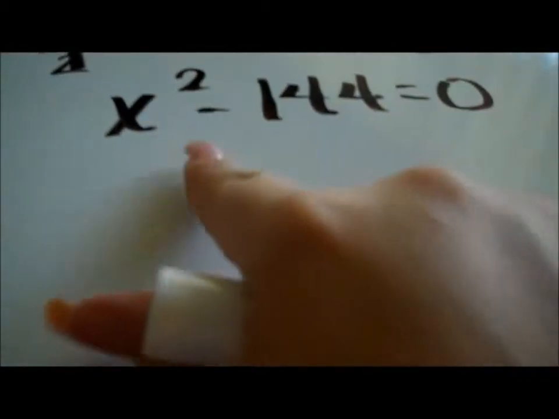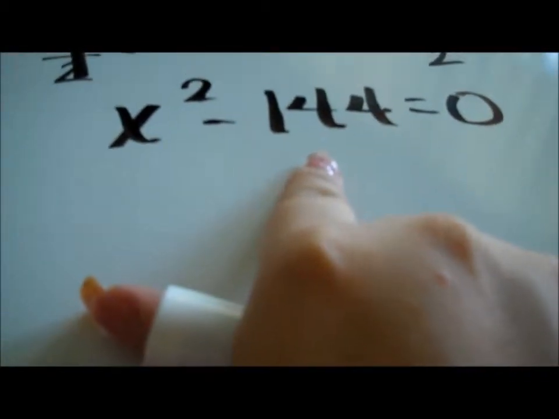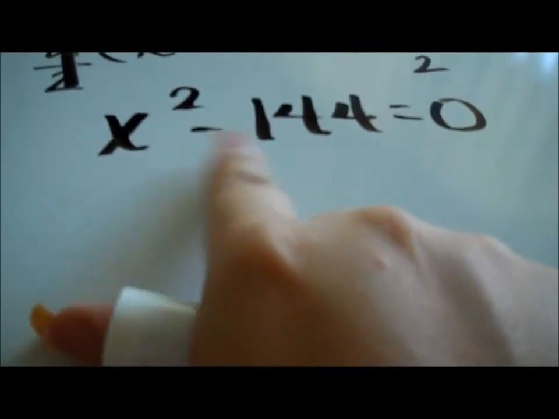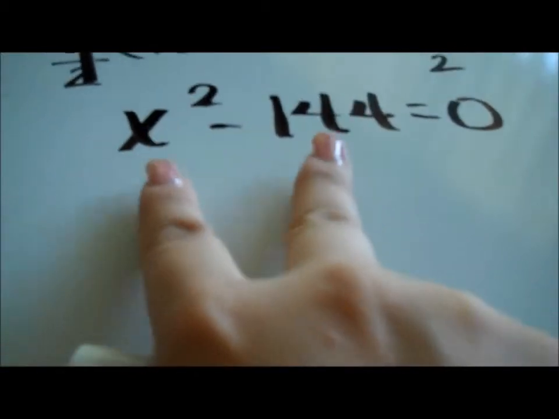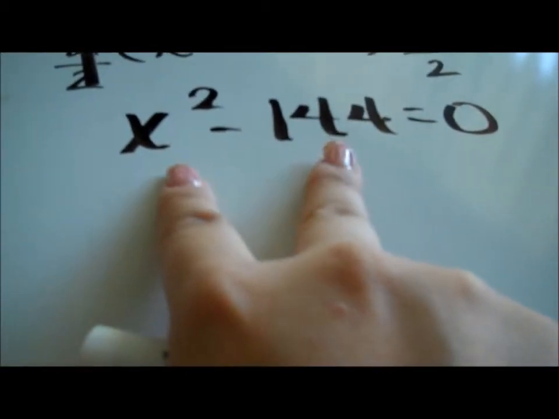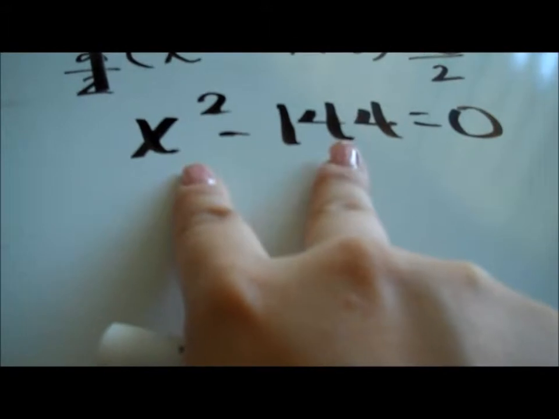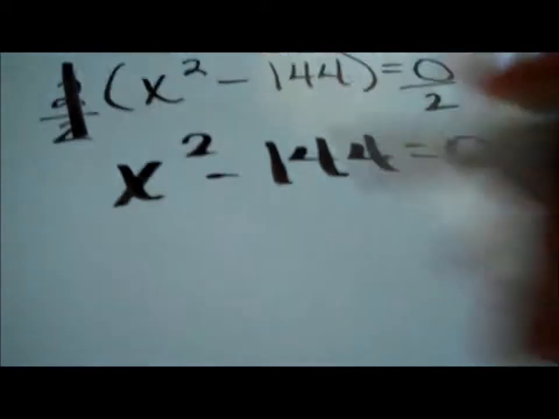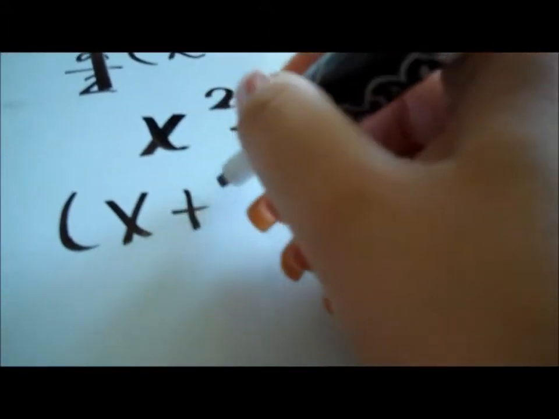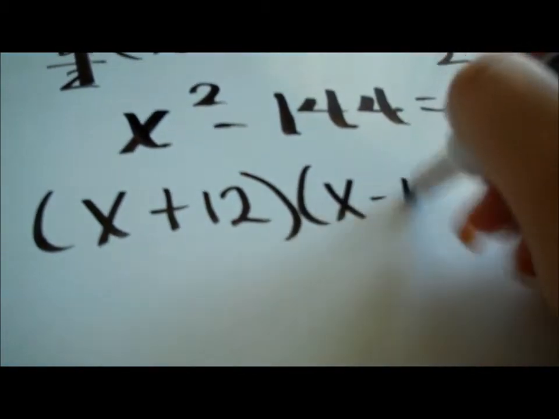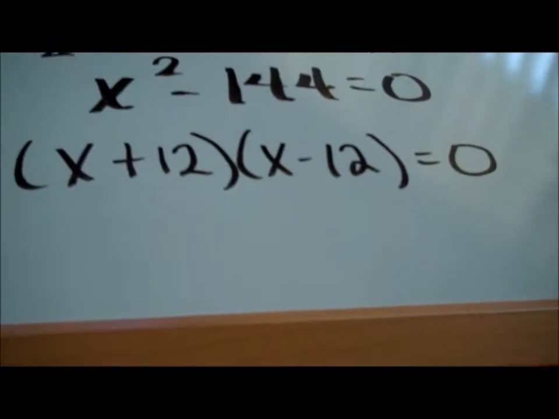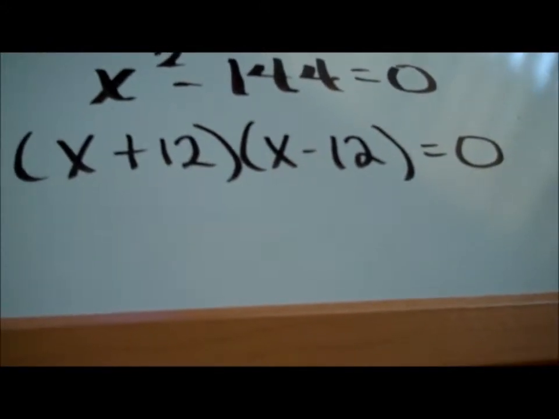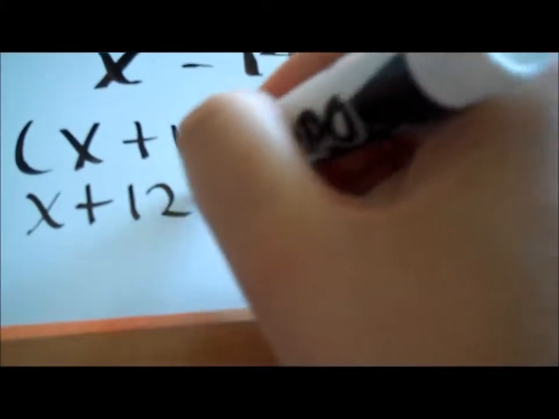So this needs to be factored. Remember on your brain dump that we did in class, if it's a binomial with subtraction in the center and you've got perfect squares on both sides of the subtraction sign, these are perfect squares. So these factor out to x plus 12 and x minus 12. Now we're still not done. We still need to solve for x. So therefore I need to set each of these equal to 0.